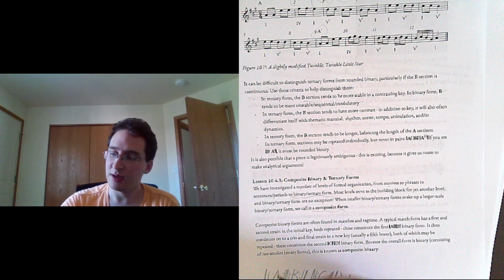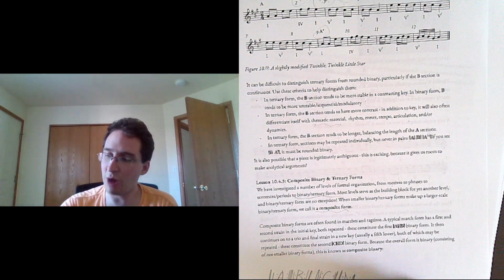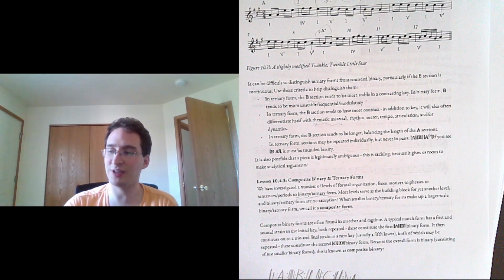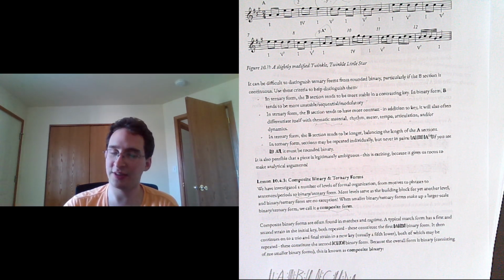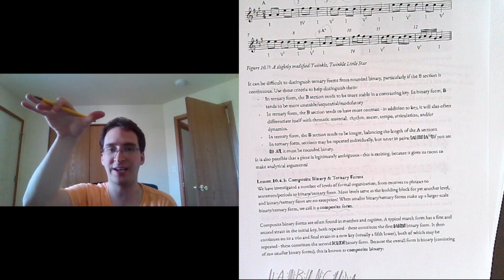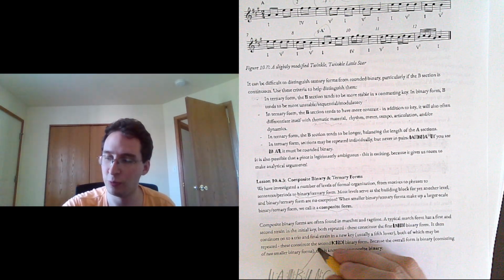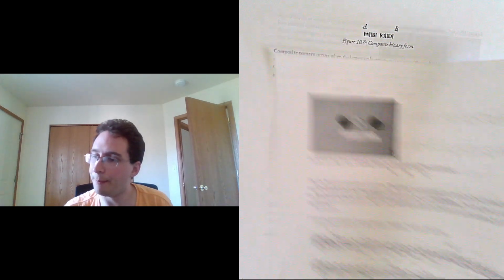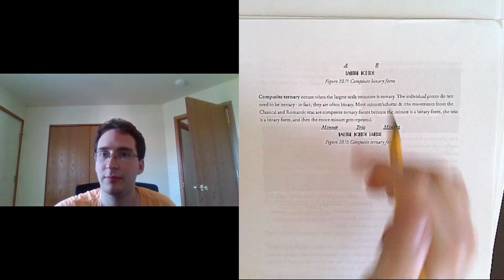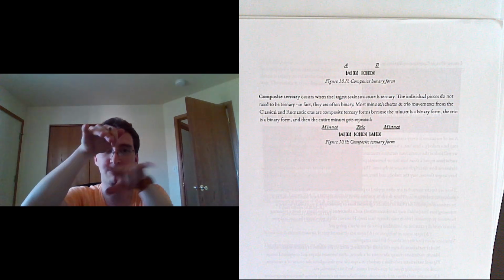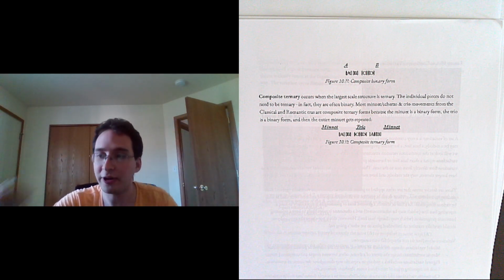So you really have these two smaller binary forms, one right after the other. So we would call this a composite binary because it's a binary form consisting of two smaller binary forms underneath it. Here it is typeset.